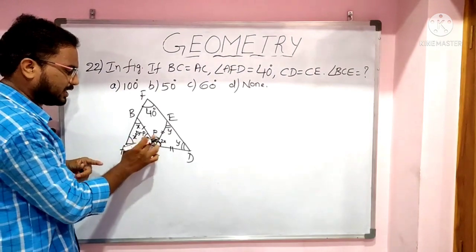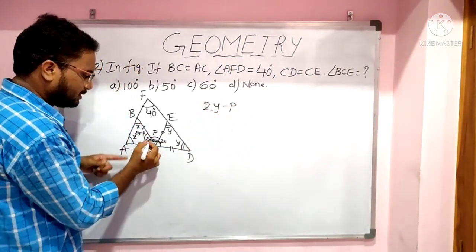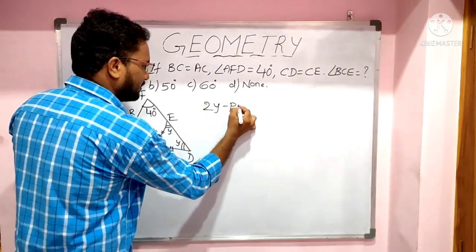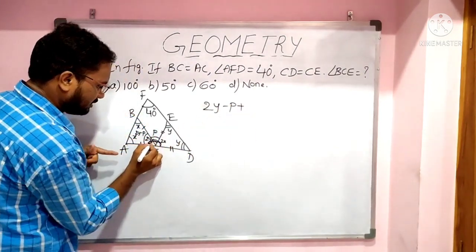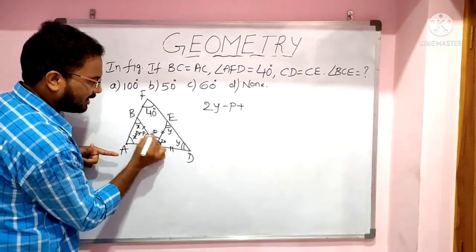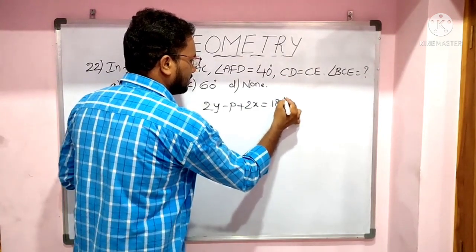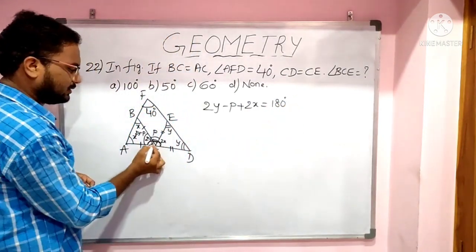Okay. This is a straight angle. Total 2y minus p, plus this angle, which is 2x. This total angle is 2x plus 2y minus p, equal to 180 degrees, since a straight angle is 180 degrees.